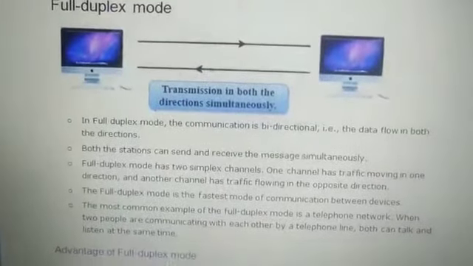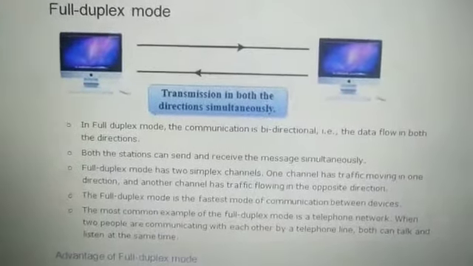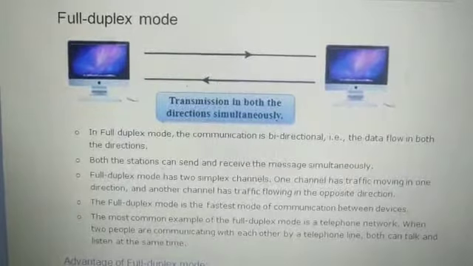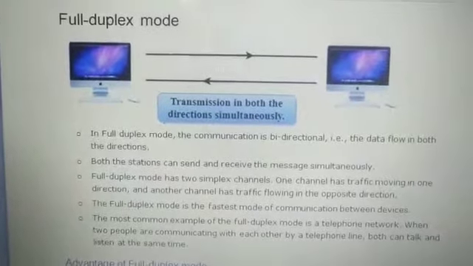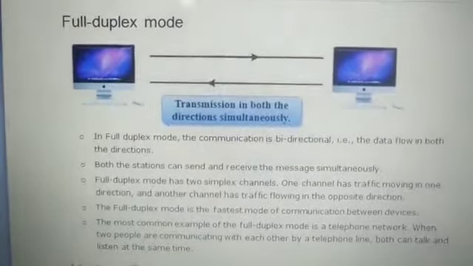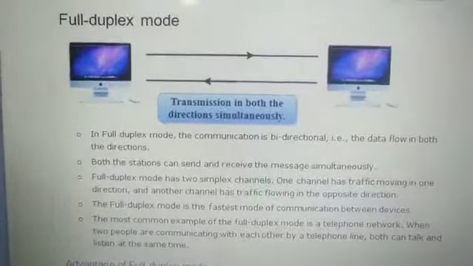Both stations can send and receive the message simultaneously. In the half duplex method also, both systems can send and receive data, but not at the same time. But here we get the advantage, or privilege, that both systems can send and receive the data simultaneously.